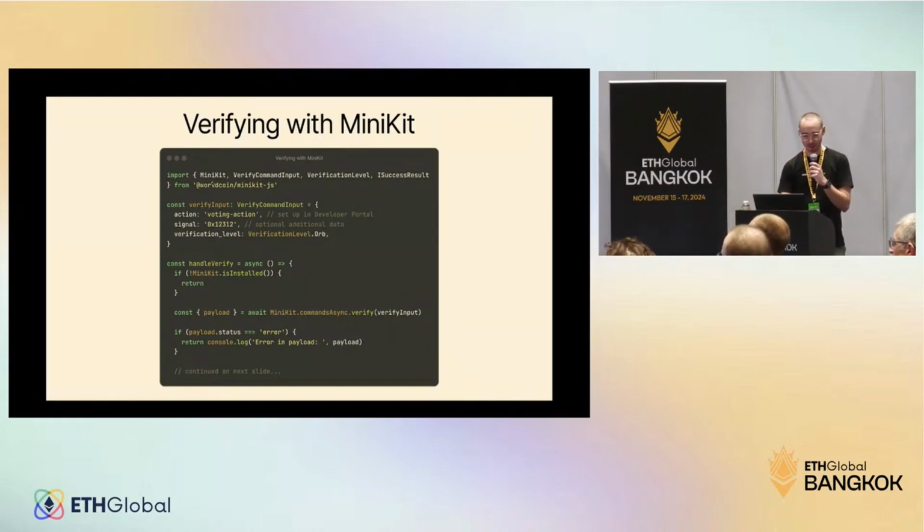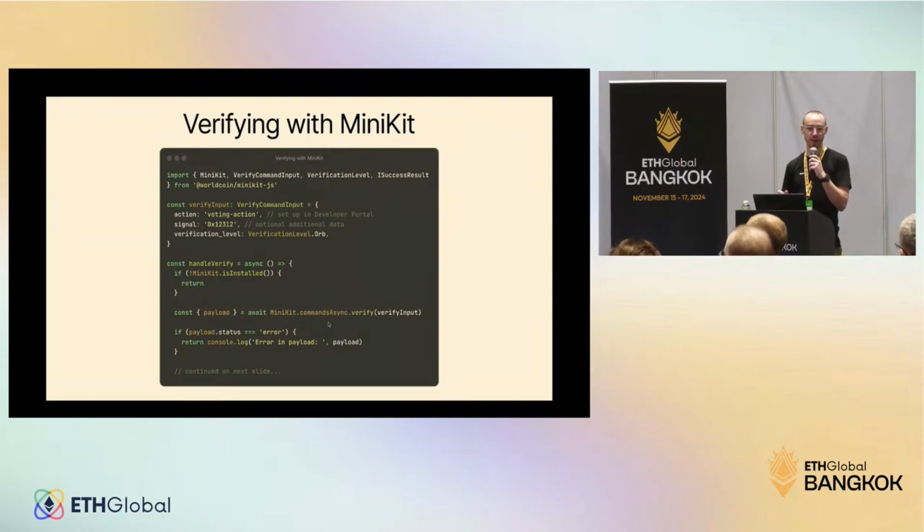So I've configured all of these things for this action I want the user to verify for. And then I define this handle verify function here, which I'll just call whenever the user clicks a button in my app to actually go ahead and verify with World ID. We'll first just check to make sure that Minikit is actually installed and configured. And then we issue this async command to Minikit. So this verify command takes the input we defined earlier.